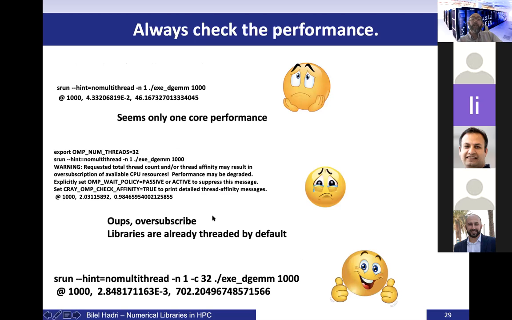Even if you compile it, but you don't use the threads appropriately, you may get, look at this, over 700 times slower. So be careful. Don't assume that because you compiled it, it is running well.